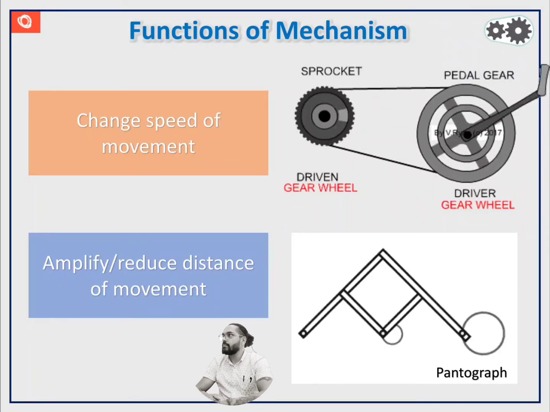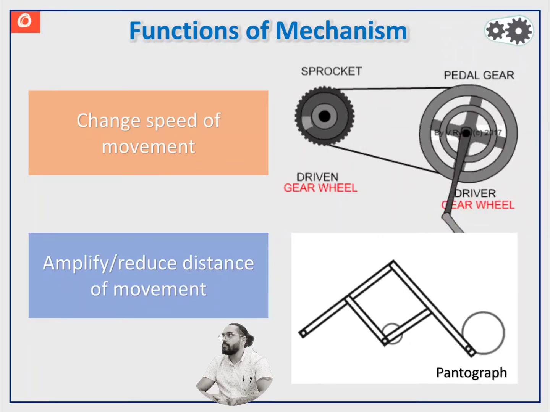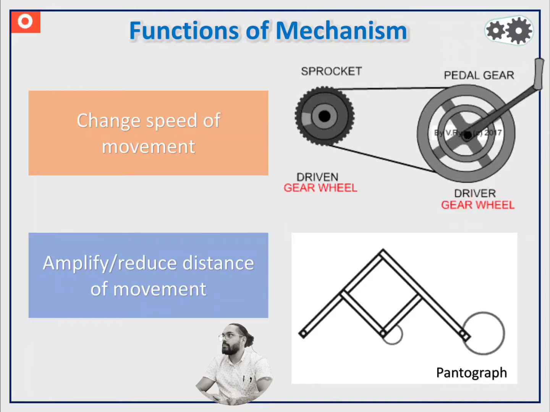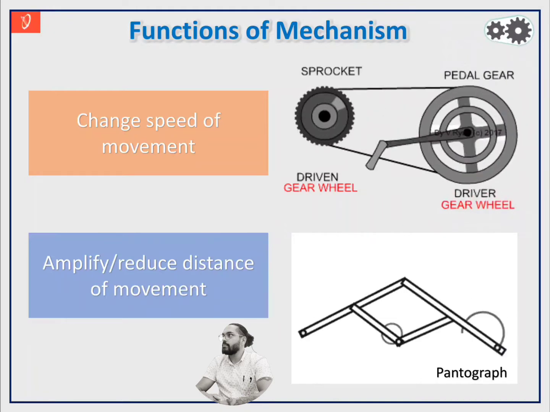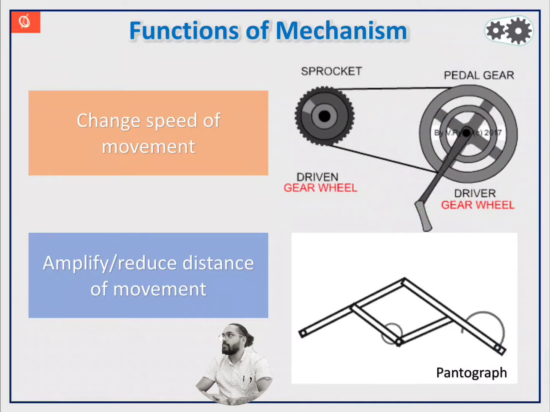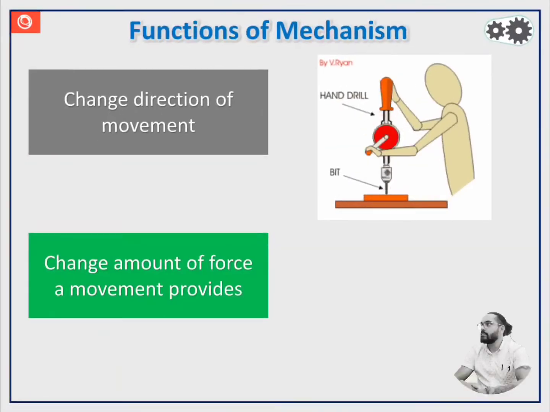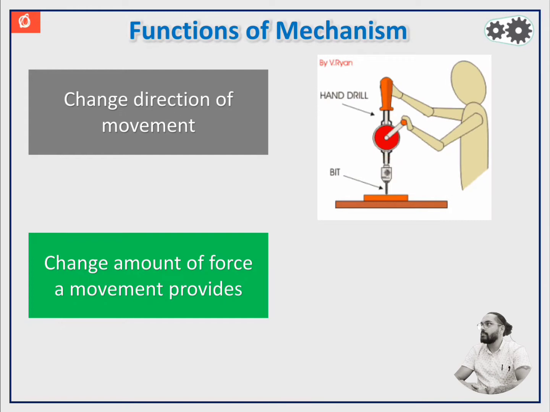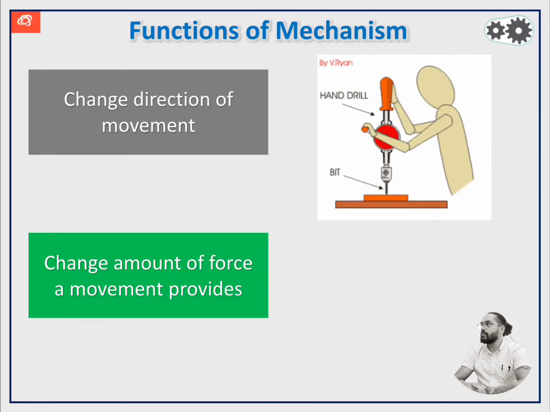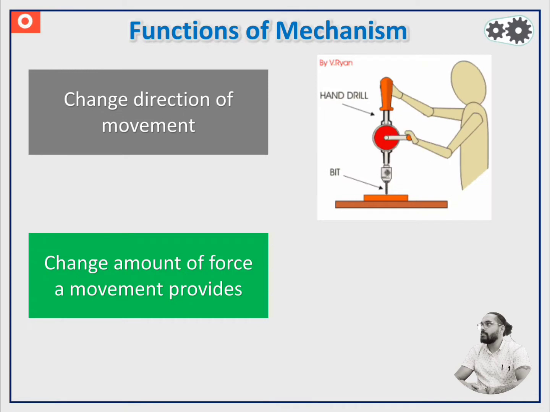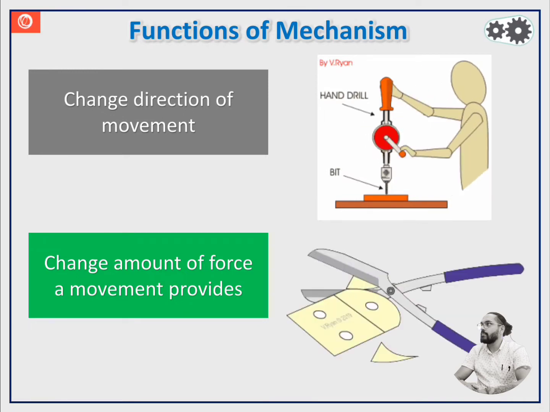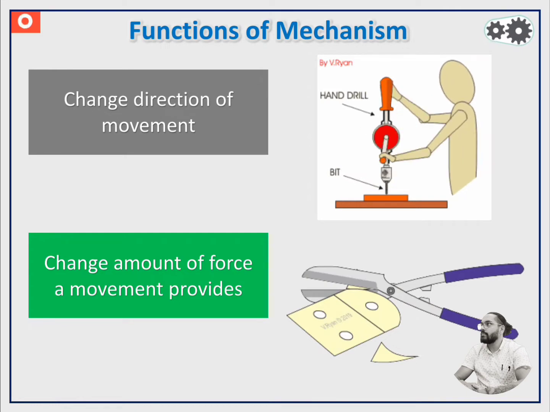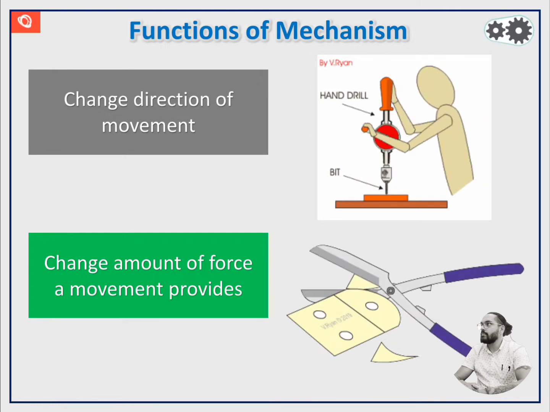The fourth one is to amplify or to reduce distance of movement. In this example, a pantograph has been used where you see the initial shape is a small circle that is reproduced with a larger diameter. The fifth one is the change of direction of movement. When using a handrail, this can be seen easily. And the last one is to change the amount of force a movement provides, for example, using tin snips to cut metal sheet.